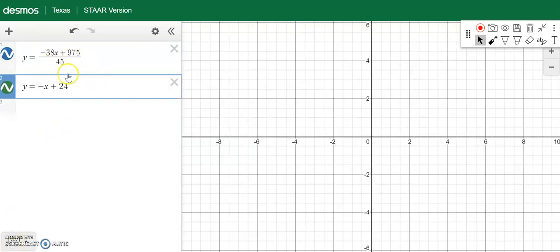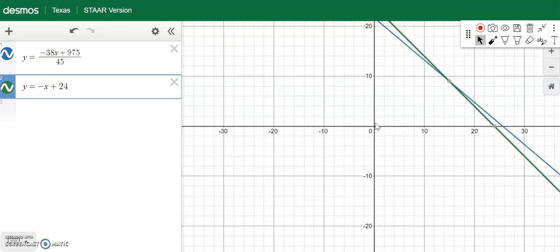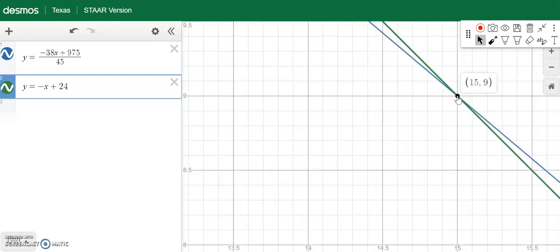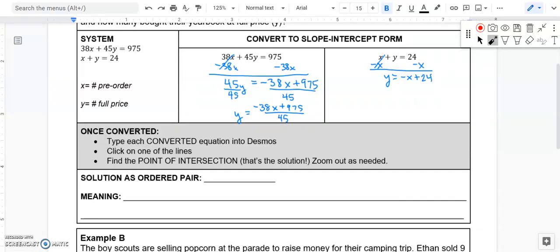Okay, so I typed my equations into Desmos. Okay, slope-intercept form. If I look at my graph, I don't see it, so I might have to zoom out, and you just need to go till you see it. Okay, if you don't see any dots on your lines, you just click on one of the lines and it'll show up. What we're looking for is this intersection, okay? This point, if I kept zooming in, zooming in, zooming in, this is where my two equations cross each other. That point of intersection is my solution. So (15, 9) is the solution to this system.